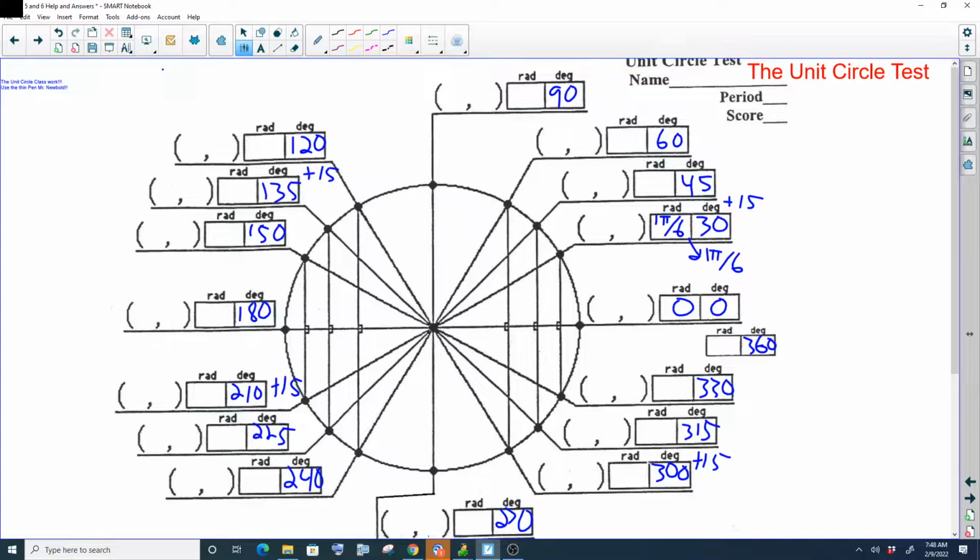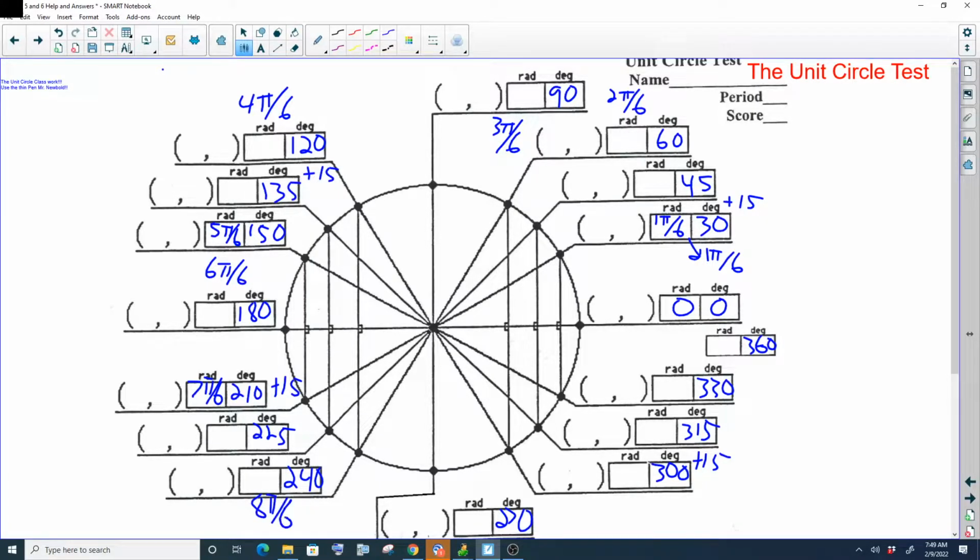So 1 pi over 6. 1 pi over 6 plus 1 pi over 6 is 2 pi over 6. And then 2 pi over 6 plus another pi over 6 is 3 pi over 6. And you're just going to keep going. 4 pi over 6, and then another pi over 6 after that, 5 pi over 6. Then we get 6 pi over 6, 7 pi over 6. Super easy. Follow the pattern.